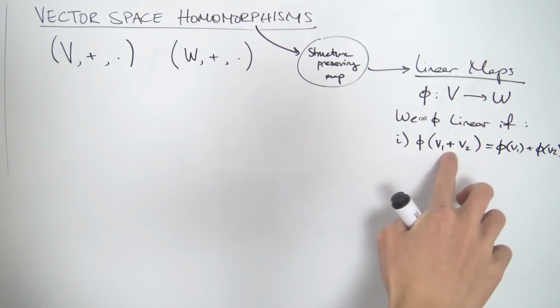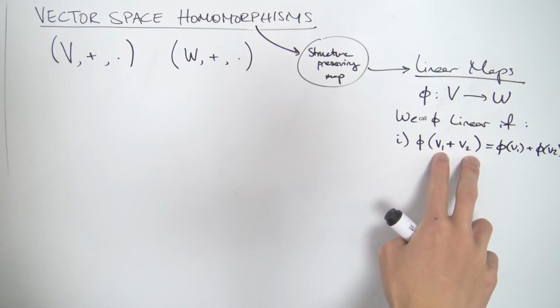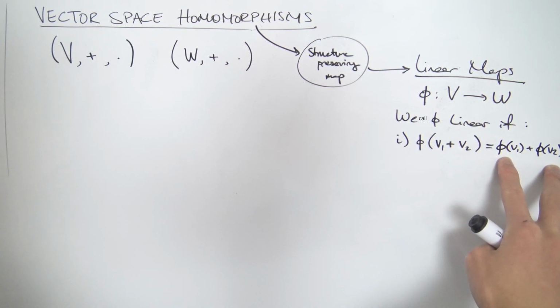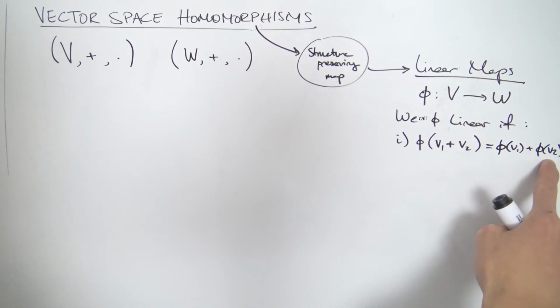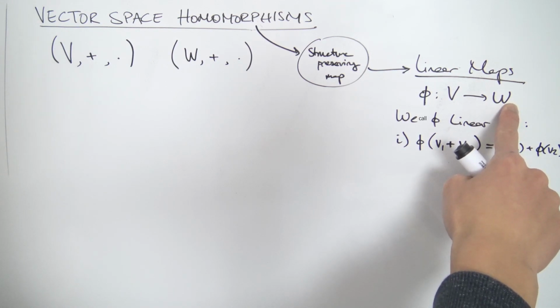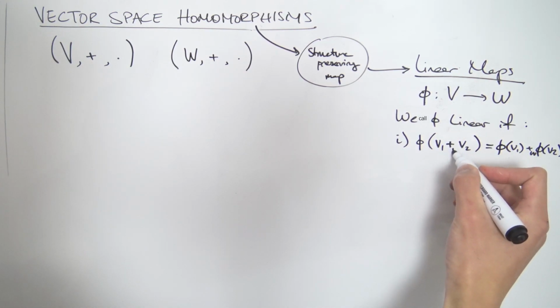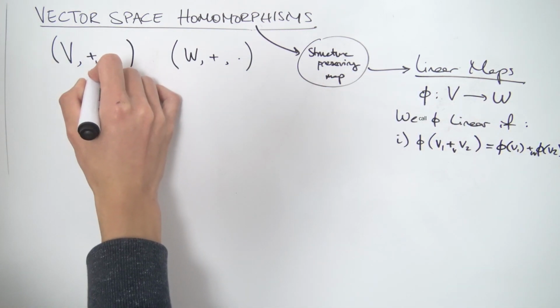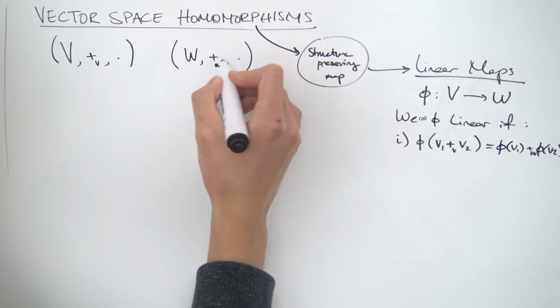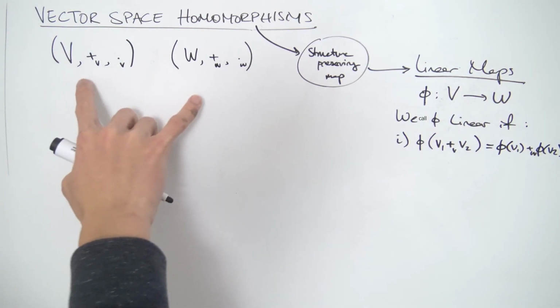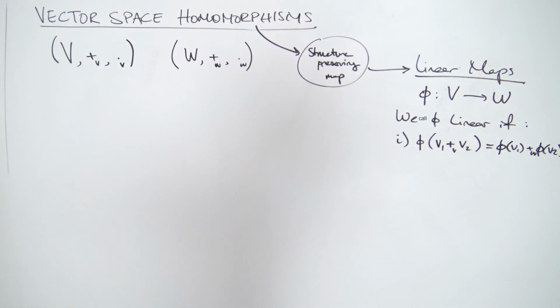Because this plus acts on two elements of the vector space V, whereas this plus over here acts on two elements of the vector space W, because phi of V1 and phi of V2 are both elements of W. So this is actually the plus on W, and this is the plus on V. If I want to, I can put a little V subscript and W subscript, and also on the scalar multiplication, to remind us that these operations are completely different.